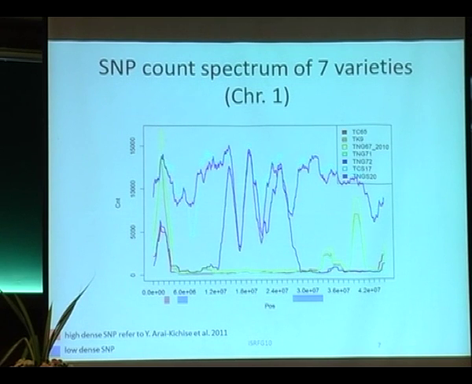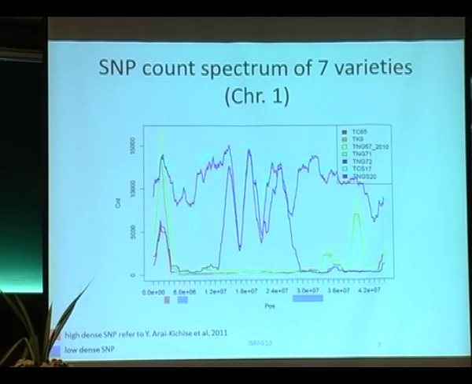And here we compare our results to those published by this group. I think it is Tokyo University and the NGS group. They published in 2011. They used some landraces in Japan and did almost the same thing to analyze the SNP count or frequency. The red part shows very dense SNPs here, and the blue part very low SNPs here.